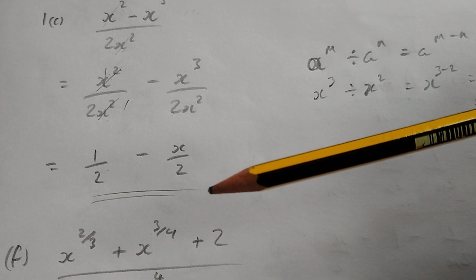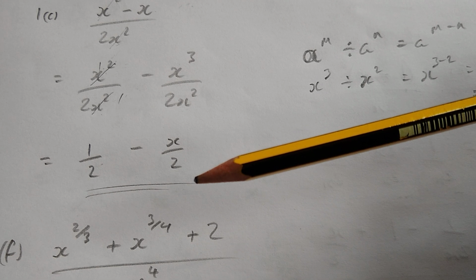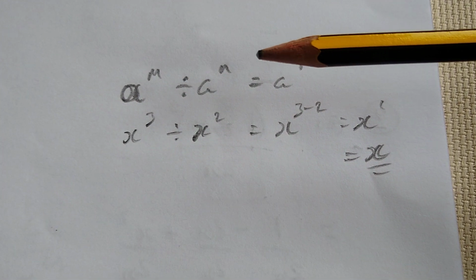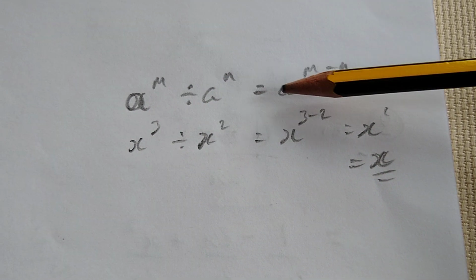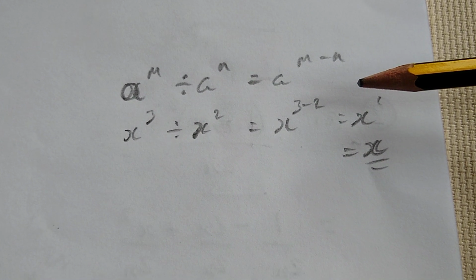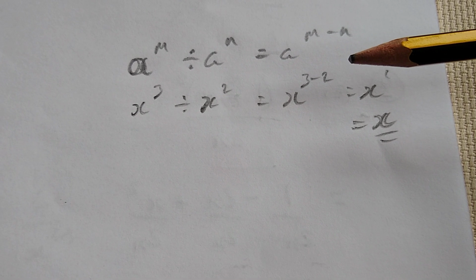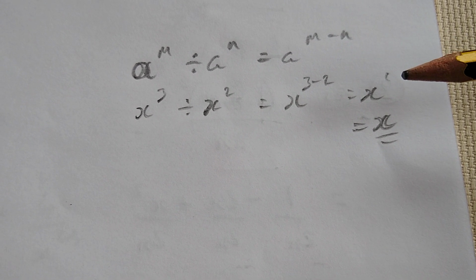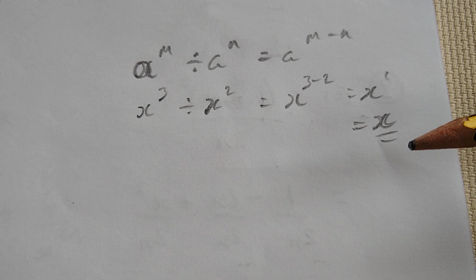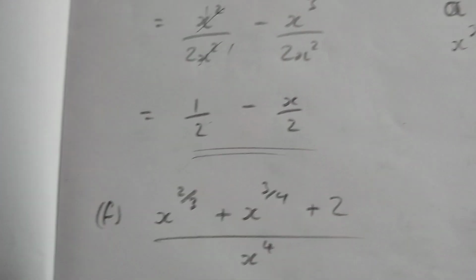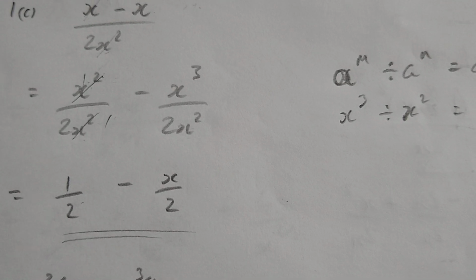If we're thinking, well, I'm not really sure where that comes from, remember, if we are dividing, we are using this rule. So x cubed divided by x squared would be x to the 3 minus 2, which is x to the 1, and x to the power 1 is just x. So that's where that comes from. So we'd end up with 1/2 minus x over 2.